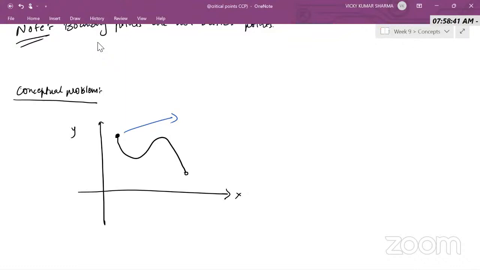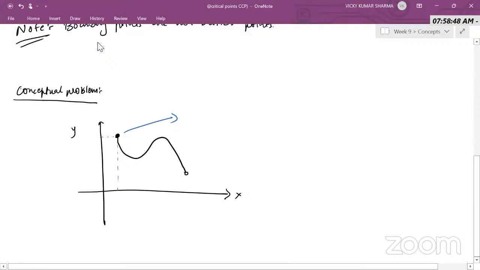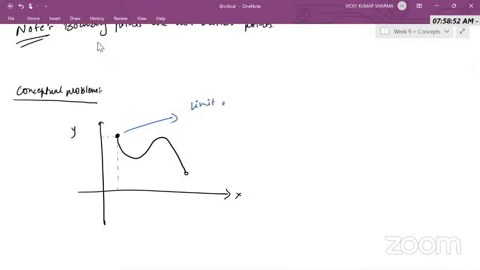So now let's talk about this. At this particular point, what is happening? This is some value, and some value exists over here. So over here, let me write down three things. The limit exists at this point.